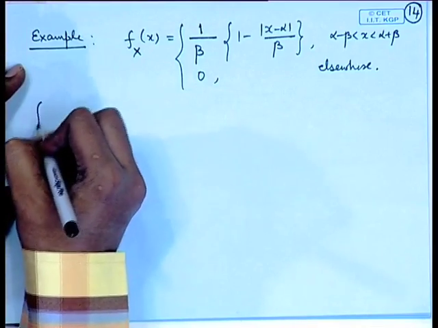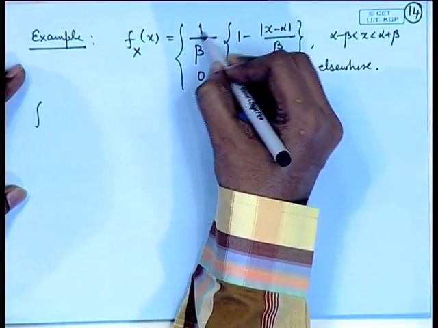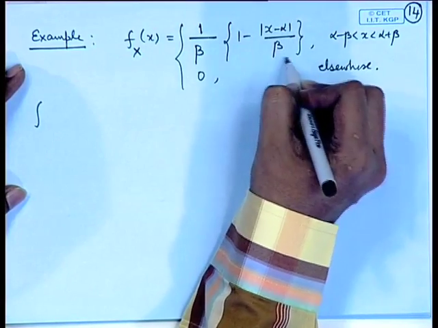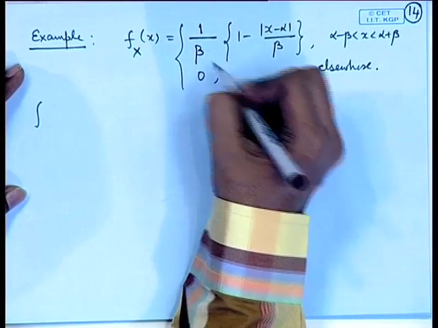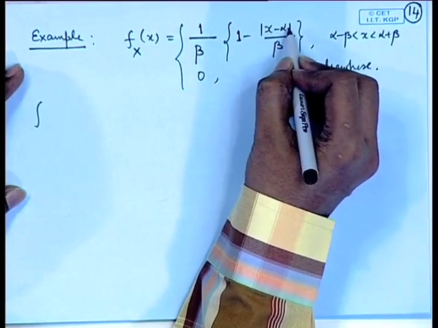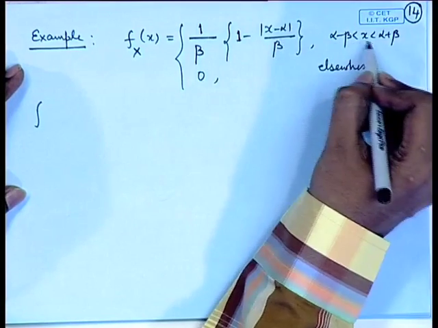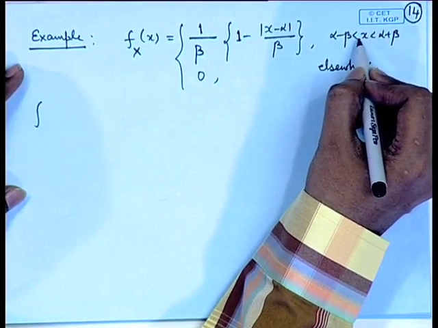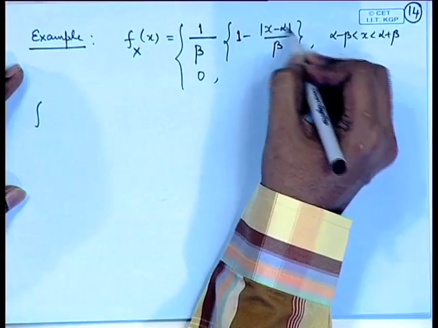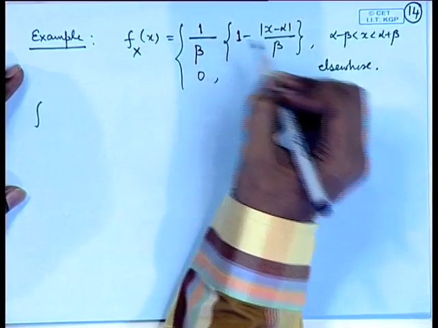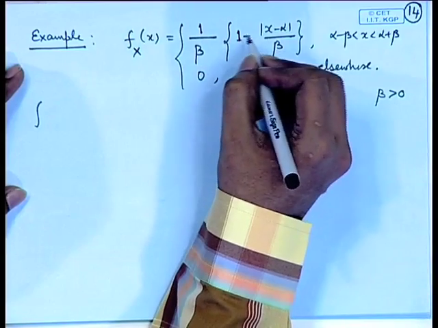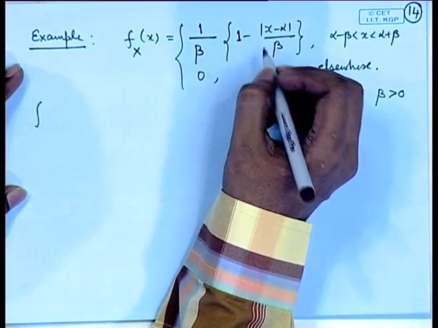Let us consider. First thing we observe is that in order that this is a non-negative function, beta should be positive, and 1 minus modulus of x minus alpha by beta is positive, since modulus of x minus alpha by beta is less than 1. Therefore, beta has to be positive in order that this is a density.